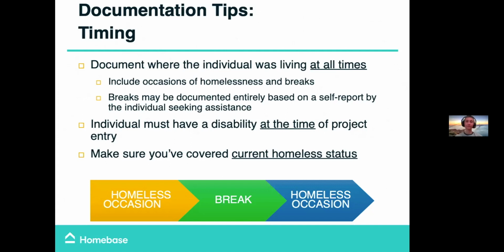So to start here on documenting homelessness, some tips and tricks regarding timing. You want to document where the client was living at all times, including occasions of homelessness and breaks. And remember that breaks in homelessness may be documented entirely based on self-report by the individual who's seeking assistance, as Eli explained to us a bit ago. The individual must have a disability at the time of project entry, and make sure that you've covered current homeless status, which can be met with documentation from within 14 days of program entry.